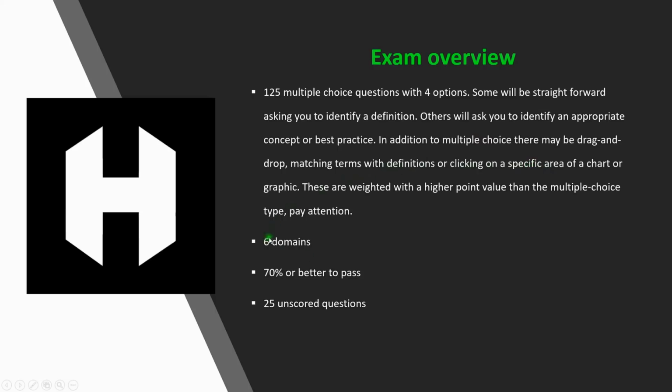Now, again, there's going to be 6 domains. You're going to need a 70% or a passing score of 700. And there will also be 25 unscored questions scattered throughout the exam, but make sure you answer every question as if it was being scored.